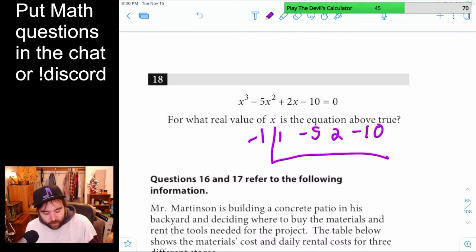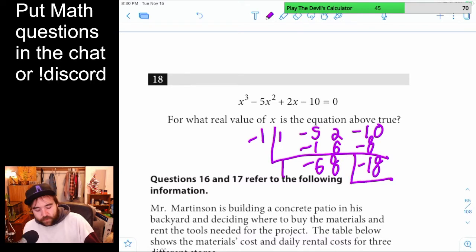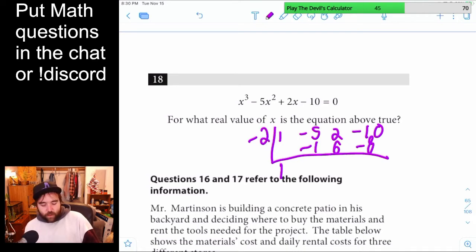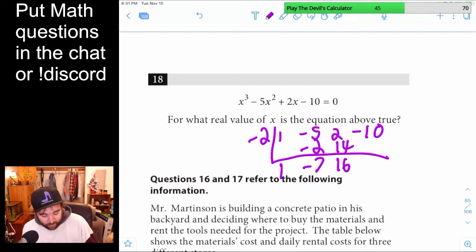So maybe you try negative 1. And you go 1, negative 6, 6, 8, negative 8, negative 18. And you remember you're looking for 0. So that doesn't work. So maybe you try 2. And honestly, if you don't remember the synthetic division, it's probably easy enough to just plug these numbers directly into the equation. But the synthetic division is probably a little easier. So we try negative 2. We get negative 7 here. And then 14. And then 16. And then negative 32. That doesn't work.